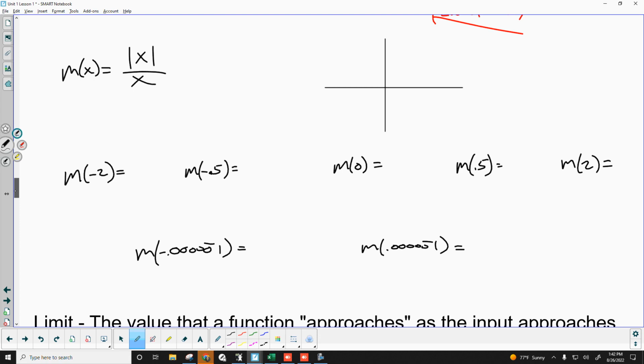Last one, and then we actually switch to, hey, what's this limit? This guy. Plug in -2 into m. What do you get? Plug in -0.5 into m. What do you get? Plug in 0. What do you get? Plug in 0.5, plug in 2. Go. That's a -0.5, that's a positive 0.5.